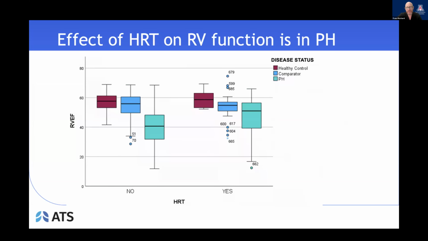And if we look at who this effect of HRT might be most prominent in, when we break this down by healthy controls and comparators, which would include patients who are enrolled and have a predilection towards PH, for example, a patient with isolated postcapillary PH from left heart disease, or a patient who has COPD but not PH, looking at their RVEF, the effect was most prominent in patients with established PH.